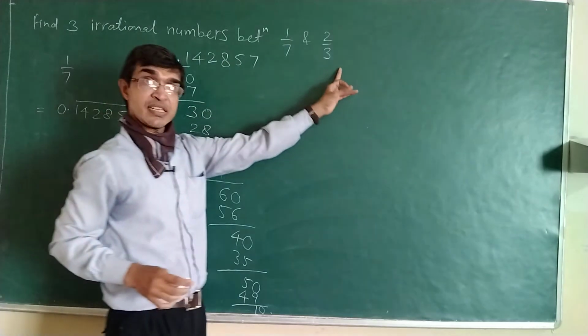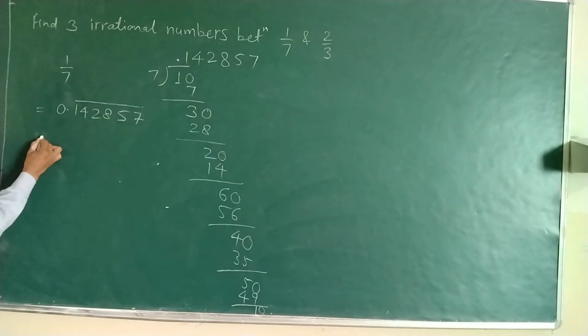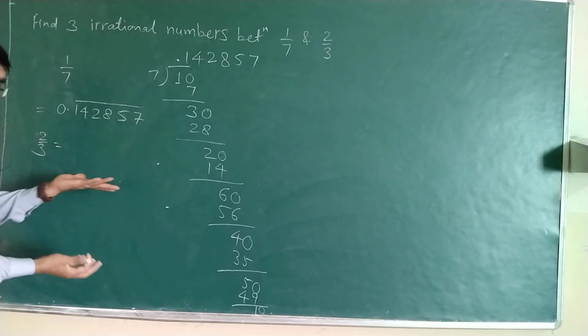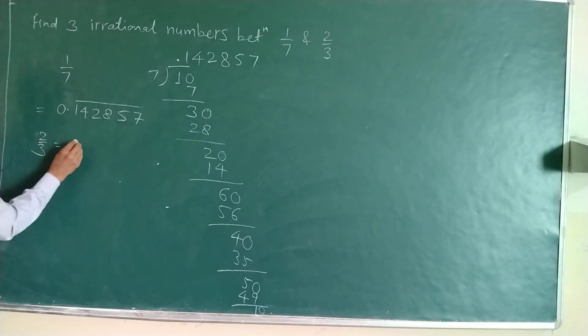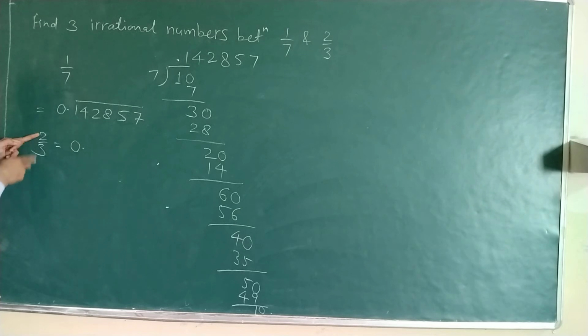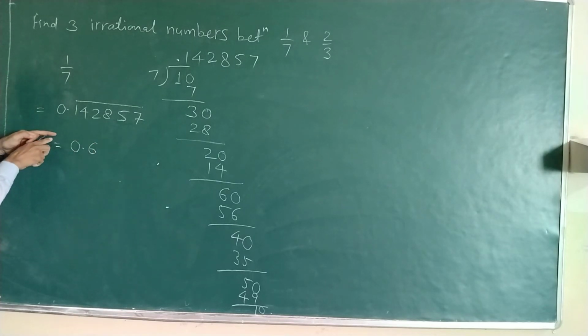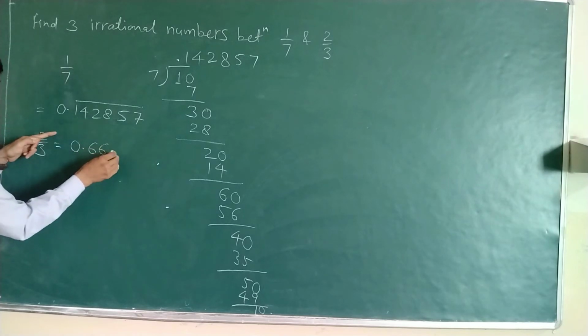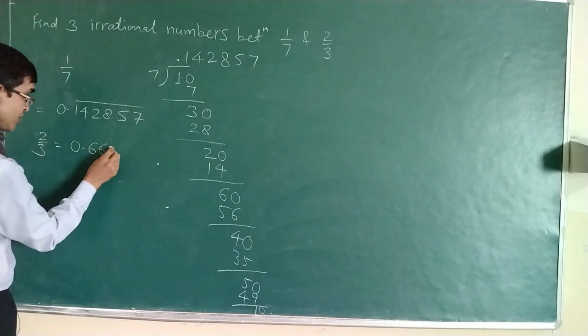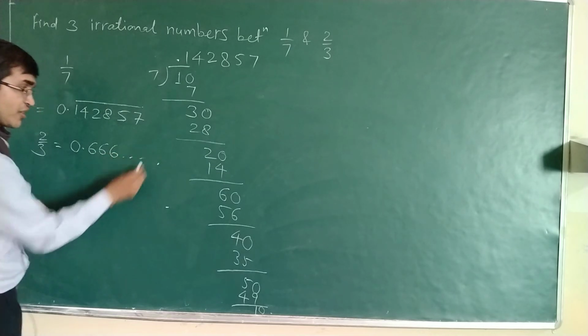Second number given is 2 by 3. So this 2 by 3, if you convert, you can easily convert now. So I am writing this directly. This first 0, because it is less than 3. Now it's 20. So 3 6s are 18. Again 2 left, 20. 3 6s are 18. Again 2 left. So this will be recurring up to infinite.